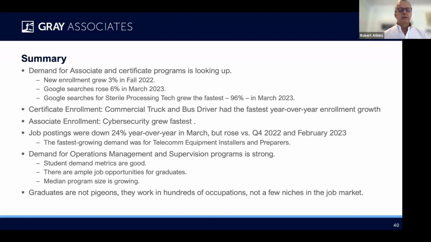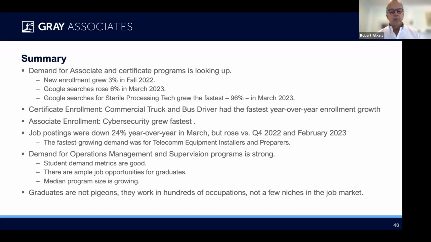The fastest growing demand was for telecom equipment installers and repairers. Somewhat unusual there, very rapid growth. Demand for operations management and supervision programs is strong. The student metrics are good. There are lots of jobs, and the median program size is growing, although the median program size is not large.